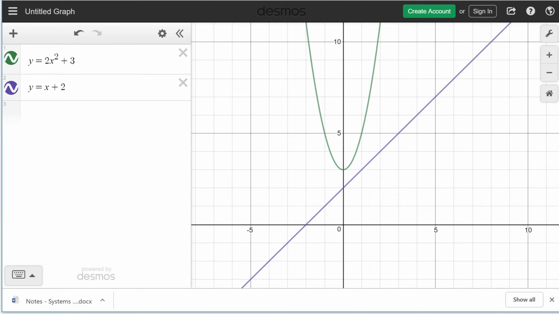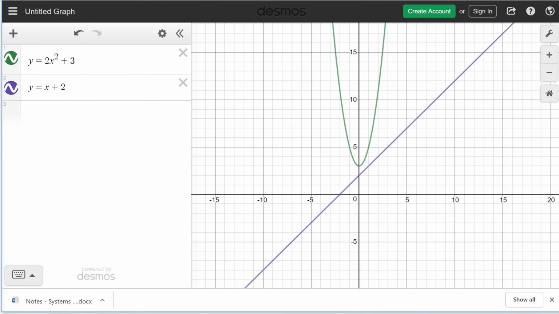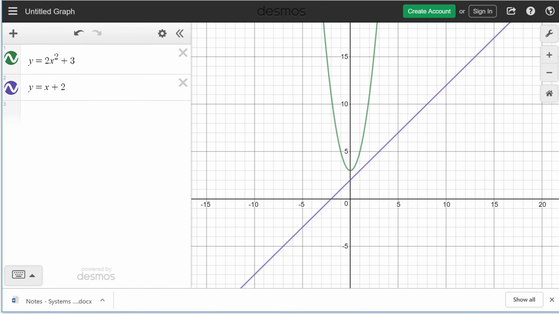Now, look what happens. When you have these two equations, they don't cross. So, do you think there's a solution for this system? Again, remember, a solution is when two equations cross. There is no solution here. There's nothing. They don't cross once. That means there is no solution for this system of equations. Again, we can tell this graphically because they're not crossing.